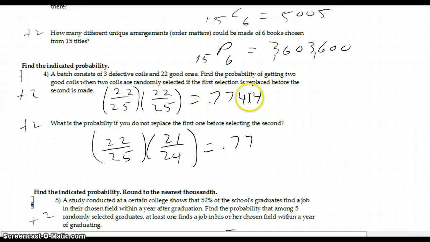So 77.44%. And then it says, what if you don't replace? So it's 22 out of 25, and then 21 out of 24. Just about the same, just a little bit lower percentage.